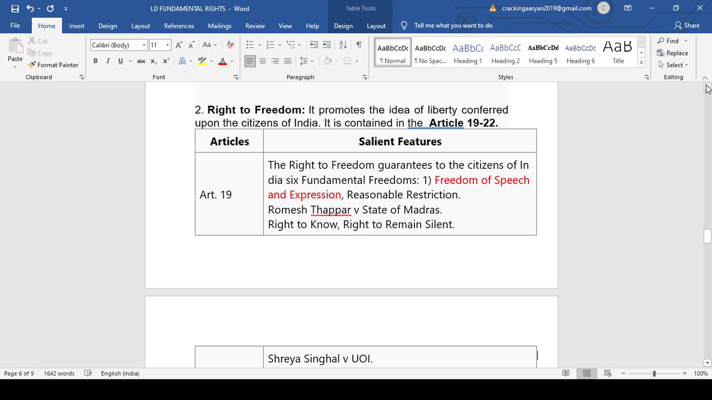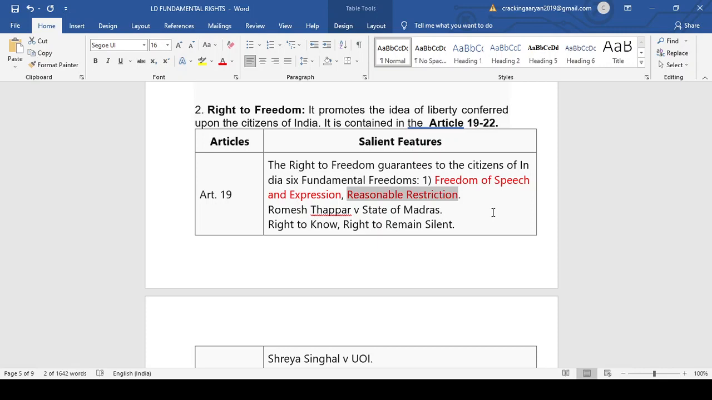You are given the freedom of speech and expression, but it comes with a reasonable restriction under clause B. We state that your freedom of speech and expression should not be such that it goes against the sovereignty and integrity of India. It should not go against the security of the state. It should not go against the friendly relations with foreign states. It should not be an incitement to violence. It should not be against the public order. It should not be against morality. It should not be a contempt of court. It should not be a defamation to others.